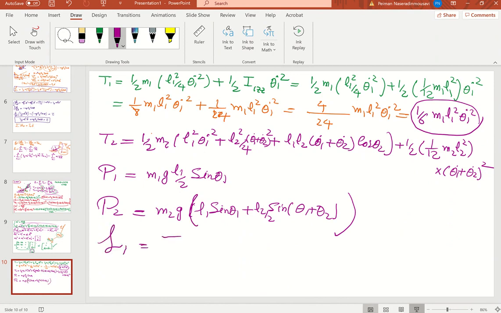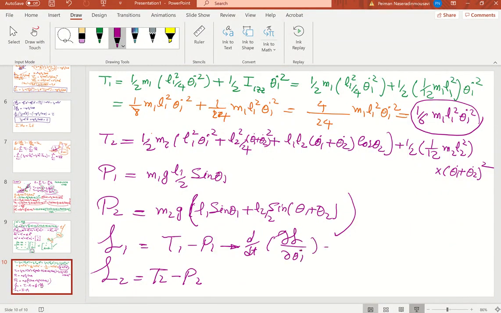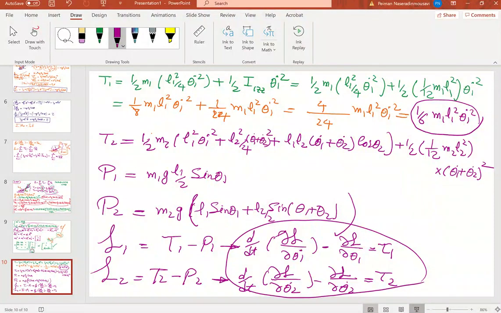Now L1 is going to be T1 minus P1, and L2 is going to be T2 minus P2. You have to implement this by putting it here, and now you have to calculate one by one, and I want you to do it at home. The derivative with respect to theta dot 1 minus the derivative with respect to theta 1 gives you the first control torque, and you do the same for the second link. You see that it's very cumbersome, guys. It's going to be very cumbersome, but I want you to do it as homework and derive the equation of motion of this.